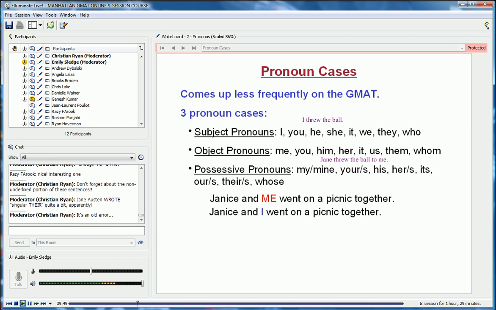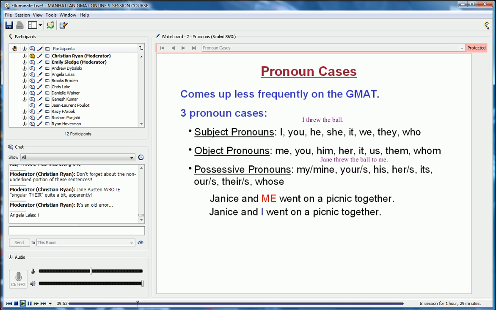Which of these two is correct? "Me" or "I"? Go ahead and just type it in. Yeah, you guys are entirely right. Either you guys are picking up on this or you have cracked the code of our color coding. Red is wrong and blue is right.